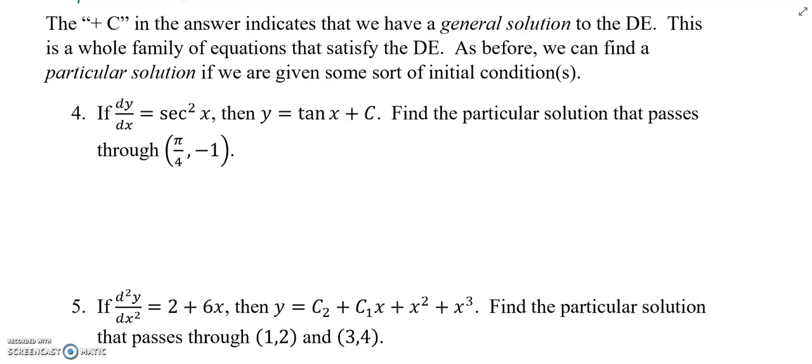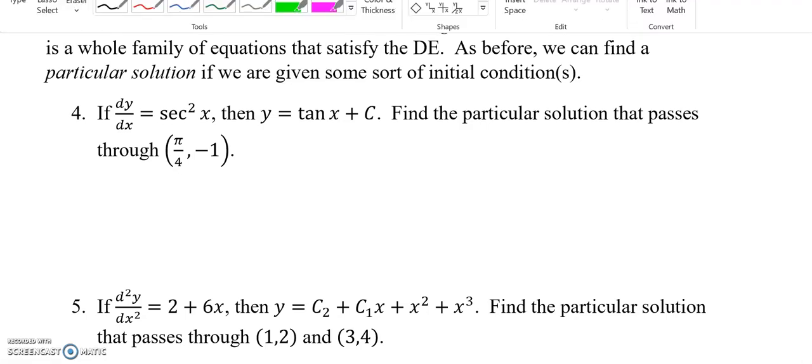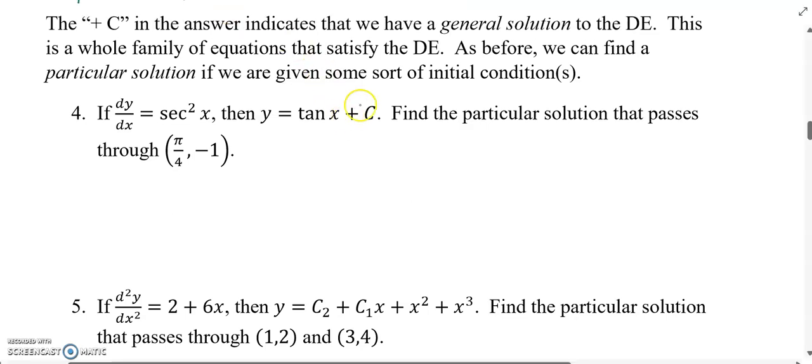In my last video, I showed how we can solve differential equations using anti-differentiation. And I talked about a set of solutions, a set of answers. What I meant by that is the plus c in every single one of these answers is providing us with a whole family of functions, right?